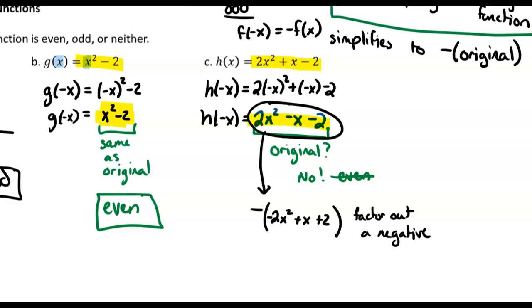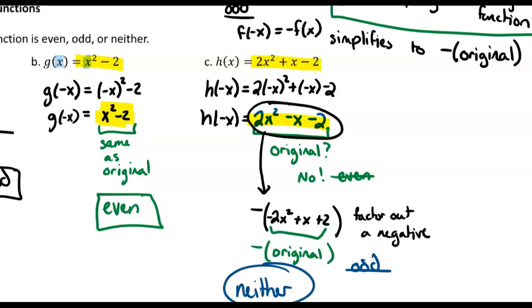So now what you want to know is, is this negative with whatever the original function was in the parentheses? So is this thing right here in the parentheses the same as the original in the problem? No, it's not. So therefore, it is not odd. So that just means it is neither even nor odd.